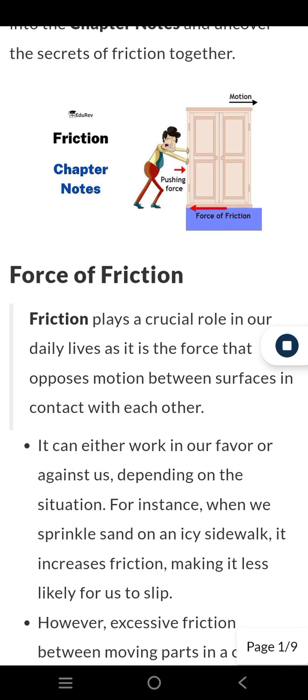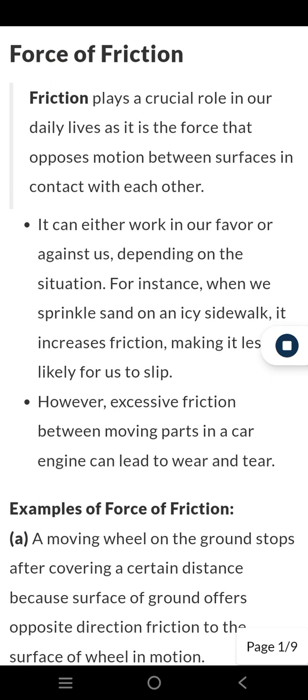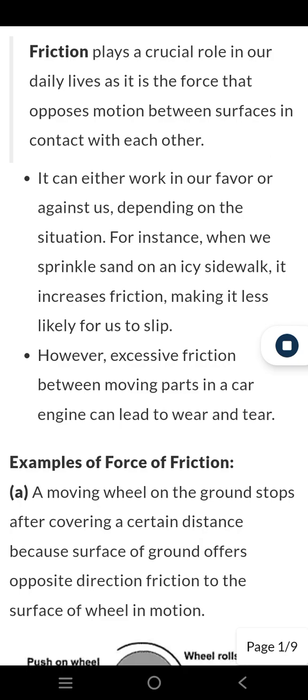Force of friction. Friction plays a crucial role in our daily lives as it is the force that opposes motion between surfaces in contact with each other. It can either work in our favor or against us, depending on the situation. For instance, when we sprinkle sand on an icy sidewalk, it increases friction, making it less likely for us to slip. However, excessive friction between moving parts in a car engine can lead to wear and tear.